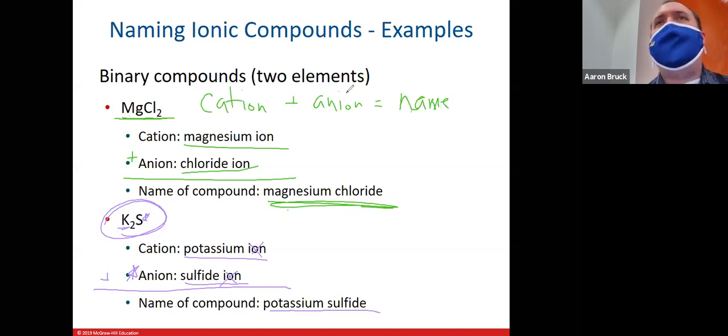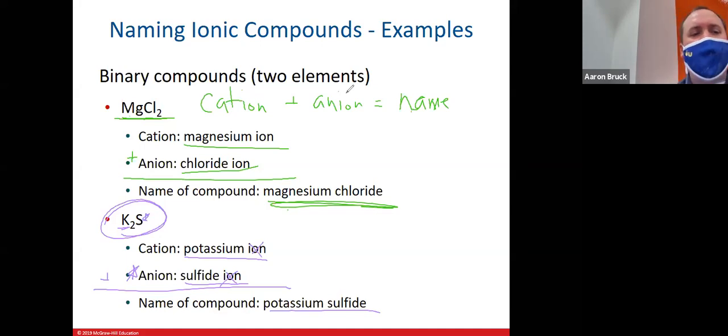And this would be the case if I had polyatomic ions as well. The only difference would be instead of sulfide, I would have to recognize the polyatomic ion that was attached to it, whether it was sulfate or carbonate, oxalate, whatever the case may be. But the anion will always be second. It's always going to follow that formula, cation, then anion.